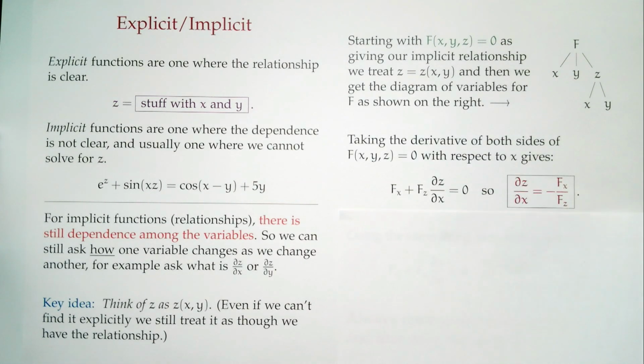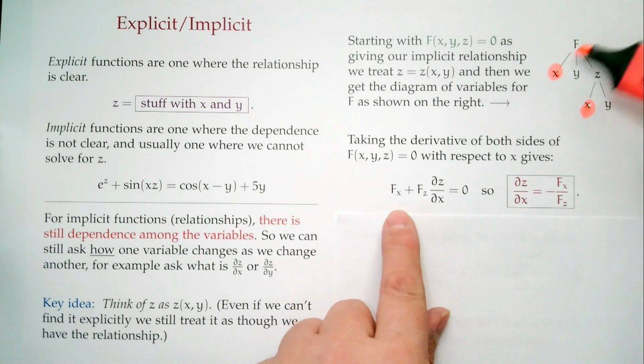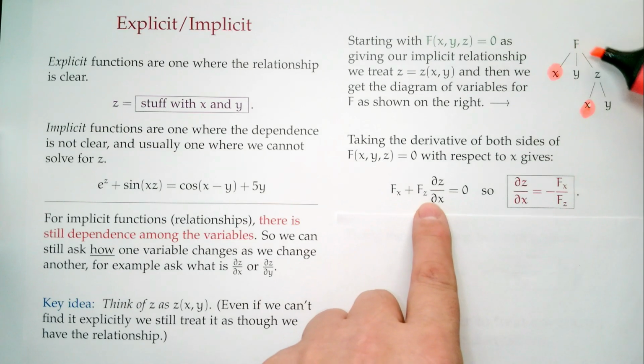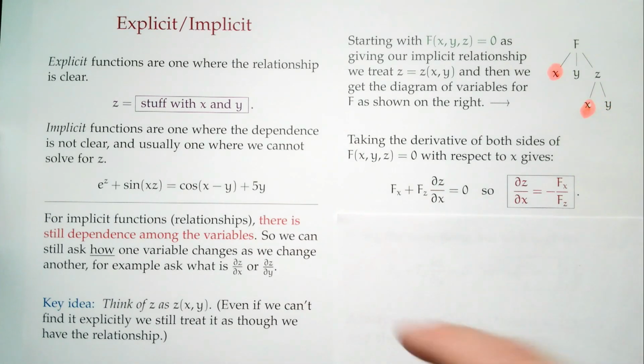Well, take the derivative. So taking the derivative of both sides with respect to x, well, the derivative of 0 is 0, so that's easy. If I want to take the derivative with respect to x, I see x shows up in two places. So f depends on x directly, but it also depends on it indirectly through z. So I get f sub x is this branch, plus f sub z times the derivative of z with respect to x. That's the second branch. So that's the derivative of the left-hand side. And so you can rearrange and get partial z partial x is negative f sub x over f sub z.